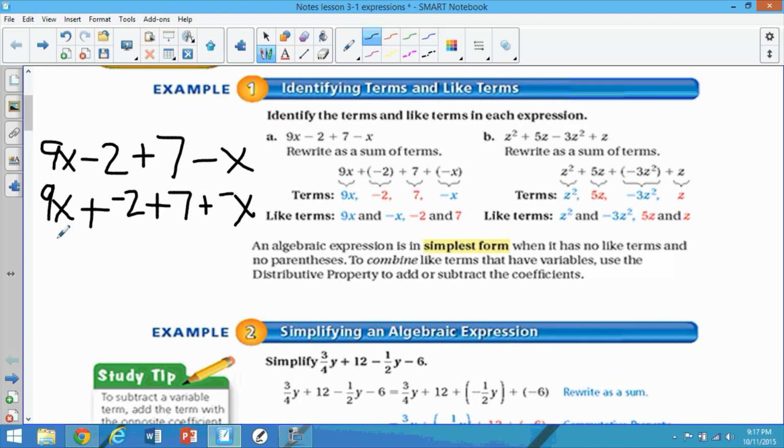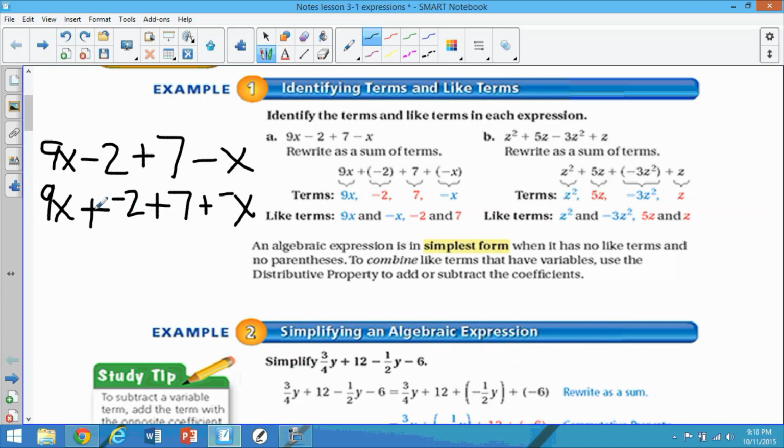And then what you're going to do is you're going to combine the like terms. So this x can go with this x over here, and this negative 2 can be combined with that 7, because x's go with x's and numbers go with numbers. Okay, so if I combine that, I have 9x plus a negative x. When you have a negative variable like that, or a positive variable, there is an imaginary 1 in front of it. Okay, you consider it having an imaginary 1 in front of it.